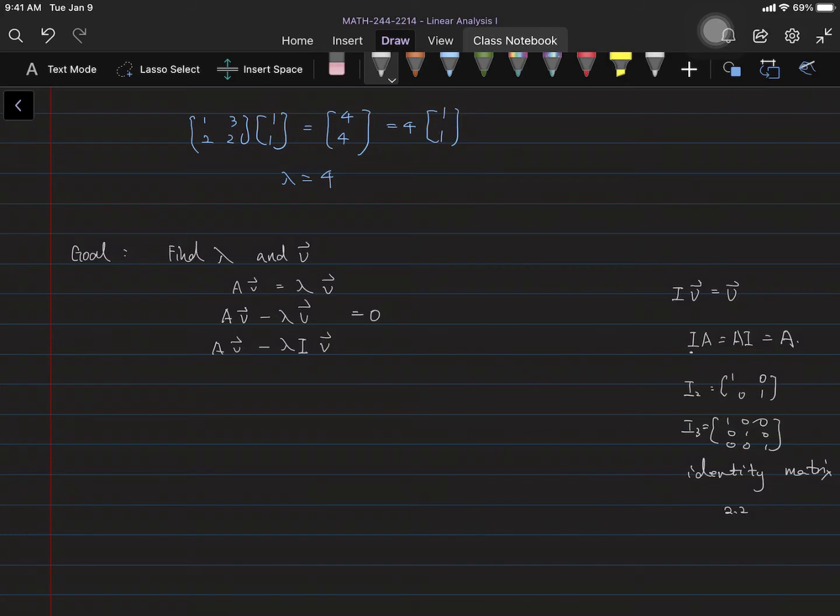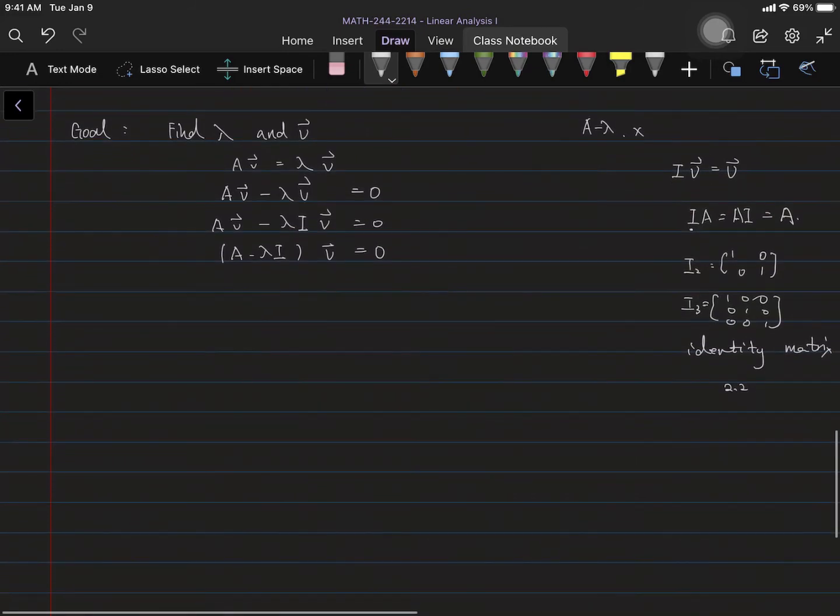So we cannot do A minus lambda. So we do it this way: we multiply by the I here, and now we can factor V out. Now A can minus lambda I, and it equals 0. Okay, this is a homogeneous linear system, right?